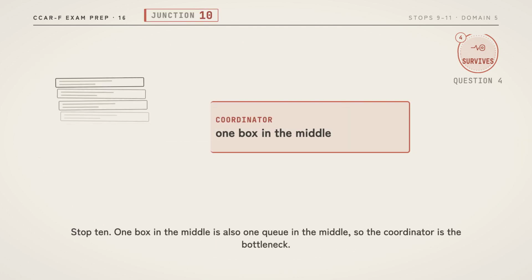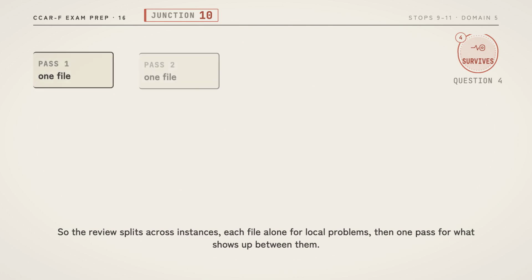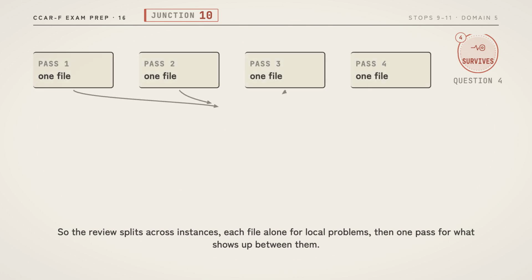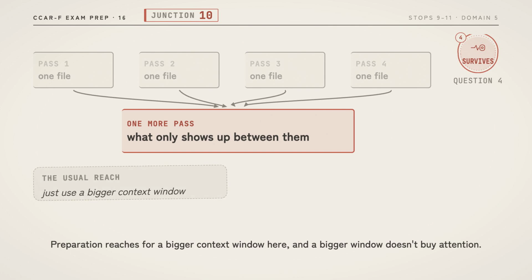Stop 10. One box in the middle is also one queue in the middle, so the coordinator is the bottleneck. So the review splits across instances, each file alone for local problems, then one pass for what shows up between them. Preparation reaches for a bigger context window here, and a bigger window doesn't buy attention.